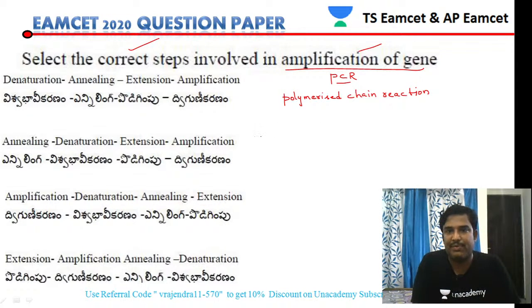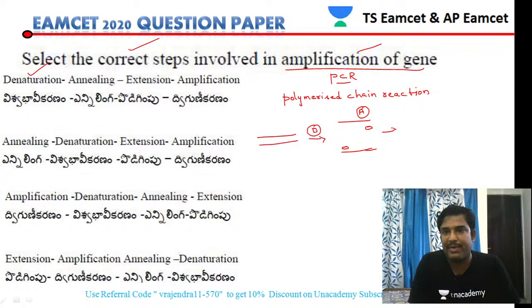So for example, this is the double-stranded DNA in which two strands are present. The first step is denaturation. Whenever denaturation takes place, the two strands get separated. Two strands separate in this manner. So the first step is called denaturation. Then after that we will add primers. That process is called annealing. The next step is called annealing.